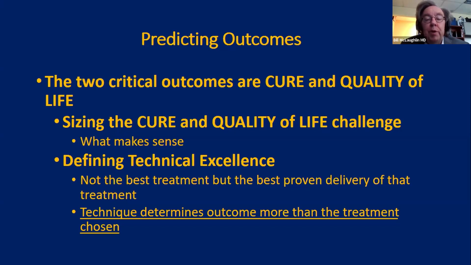It's not the best treatment you want, it's the best proven delivery of that treatment. So there are certain elite groups in the country whose results are 10, 15, 20% better than other groups. And obviously you want to migrate to people who are proving their excellence and their technique. But technique determines outcome more than the treatment chosen. That's a shocking, shocking statement.